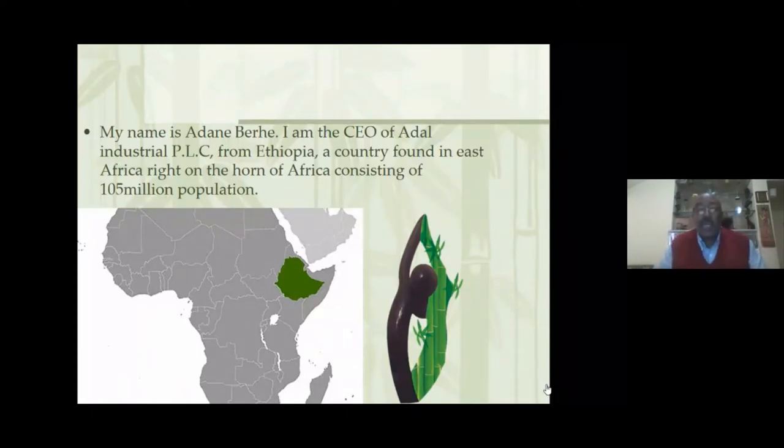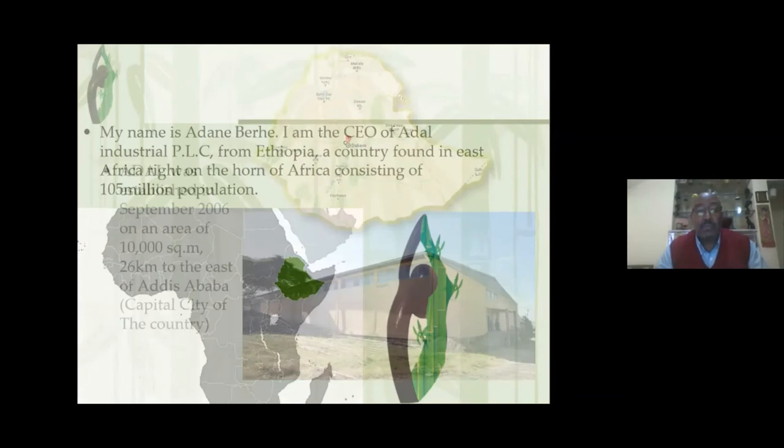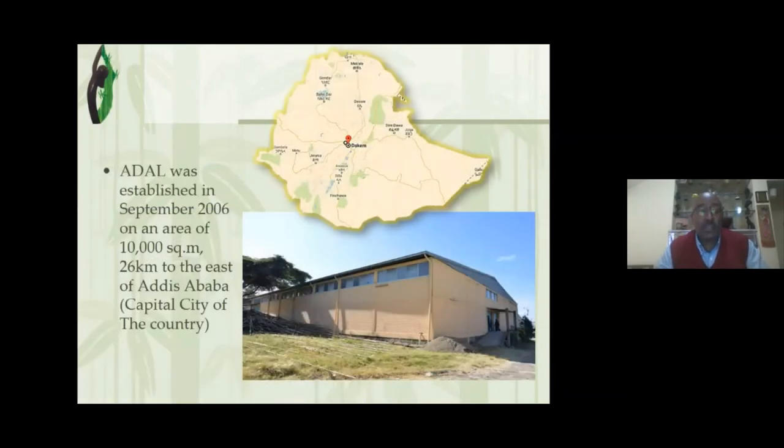Okay. My name is Adana Berhe. I'm the CEO of ADAL, as Dr. Fu said, from Ethiopia, a country in East Africa, right on the Horn of Africa, consisting of 105 million people. ADAL was established in September 2006 on an area of 10,000 square meters, 26 kilometers east of Addis Ababa, the capital city of Ethiopia. First, I would like to introduce the company, then I will come to the topic.